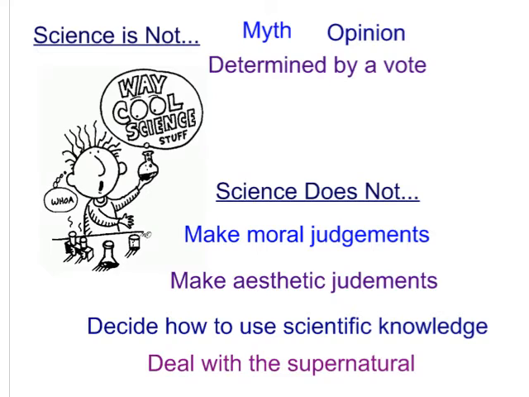So, some things that science is not. That's important to know too, because science is not determined by a vote. Science is not myth or opinion. Those things are not part of science. Science also does not make judgments. It is not part of ethics, so it does not make moral judgments or aesthetic judgments. Science does not decide how to use the scientific knowledge that it comes up with. Science also does not deal with the supernatural. These are all things that are not part of the spectrum of science and what we call science.